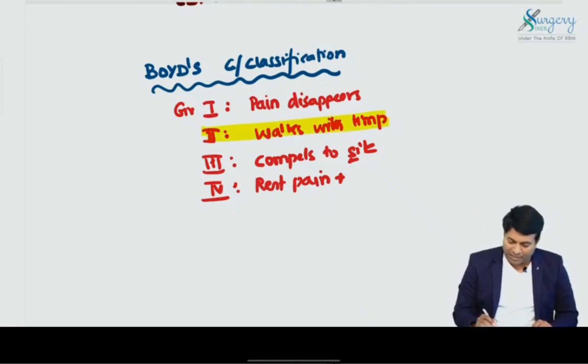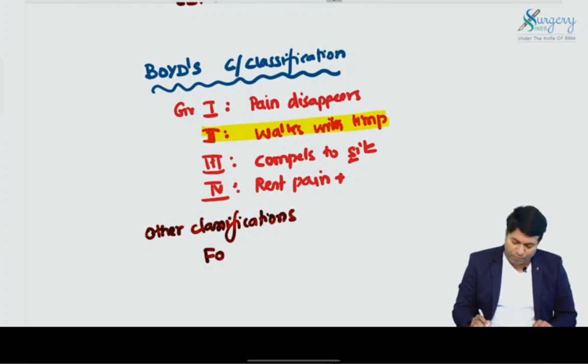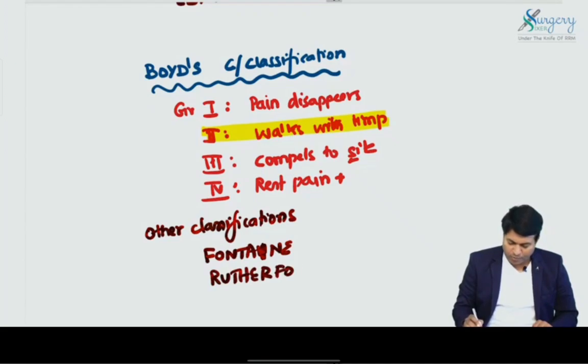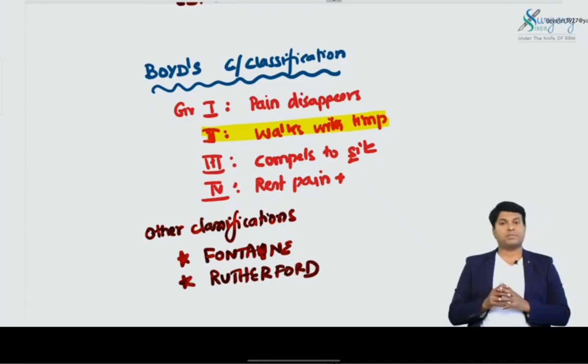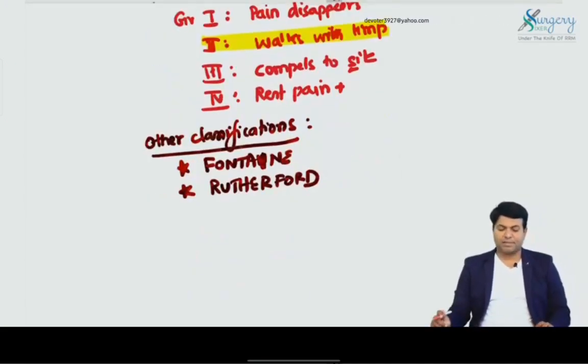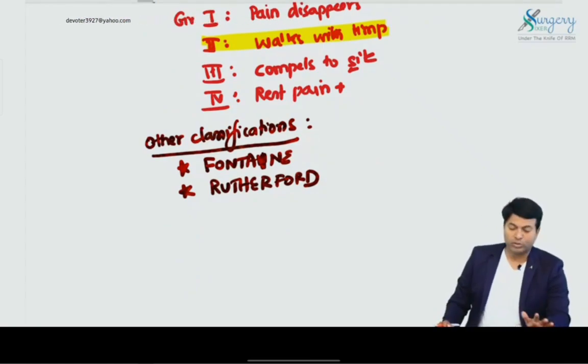What are the other classification systems? From Sabiston, there are many other classification systems given for claudication. Just let me tell you the names: Fontaine classification and Rutherford classification. These are the two other classification systems given in Sabiston. No need to remember all the factors inside, just know the names. Okay, so now we have completed the clinical examination.